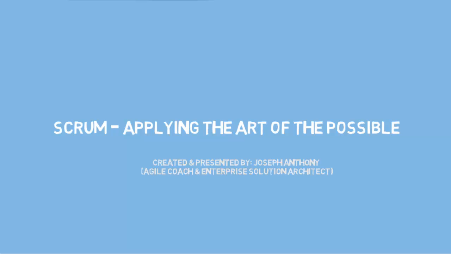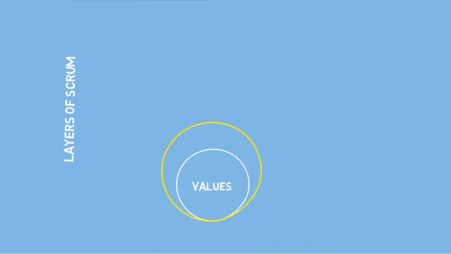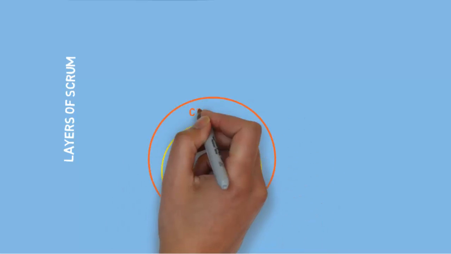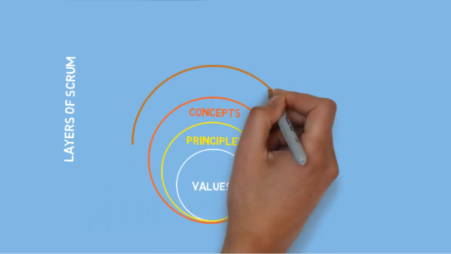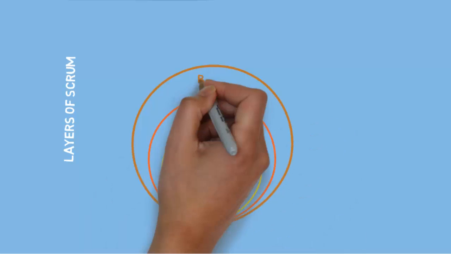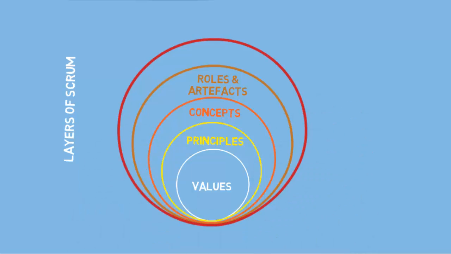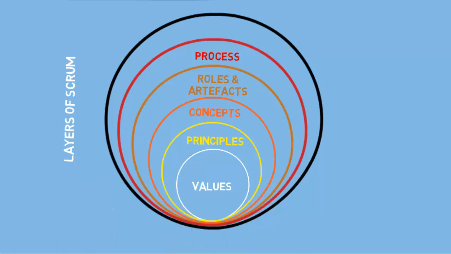Scrum and the body of knowledge associated with Scrum can be thought to consist of the following 6 layers. First is the core values. Next we have the principles. Next we have concepts. Then we have roles and artifacts, the processes, and best practice guidances. I have structured this course in alignment with these layers.